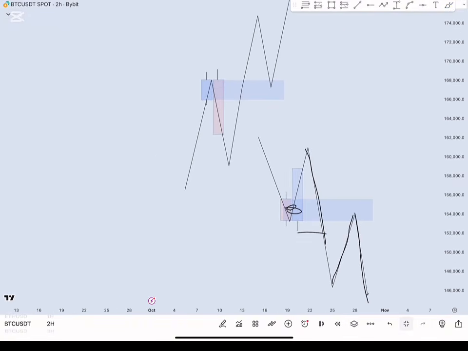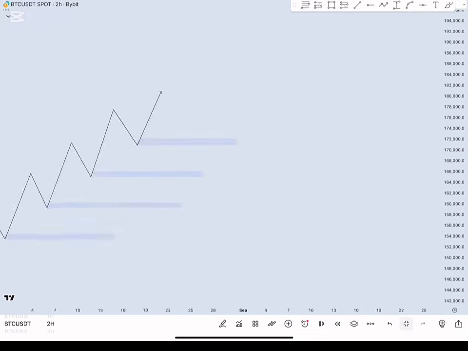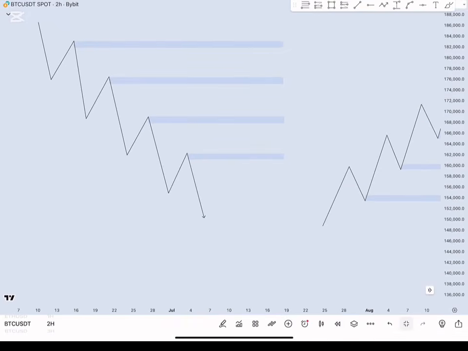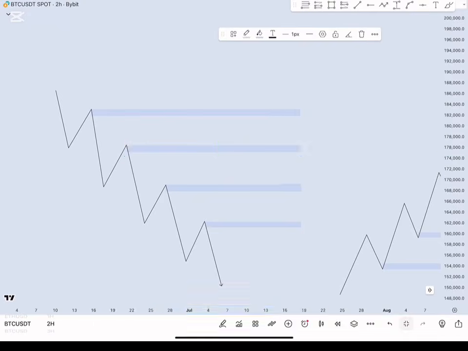So I'm going to try to show you guys an example for continuation and for reversal. So this is the continuation pattern. Let me quickly use this as the reversal. So this is the reversal pattern. So let's see now here. This market is downtrending. All these are our order blocks here. This is our order block, this is our order block, this is our order block, right?